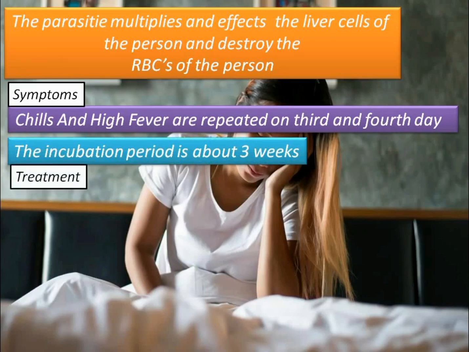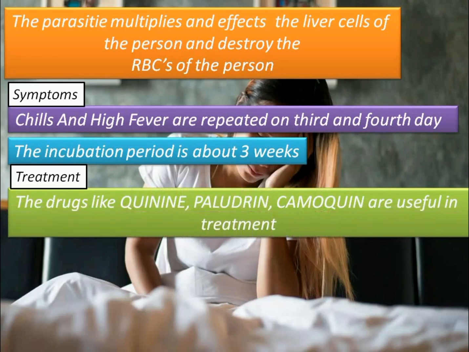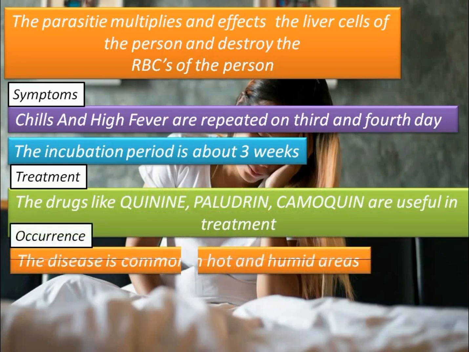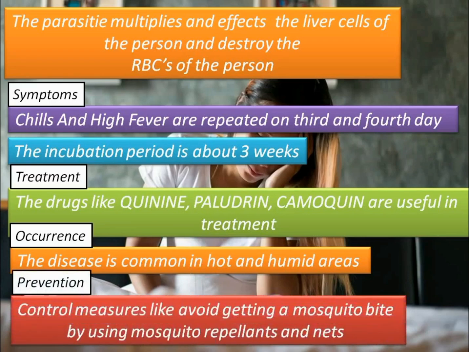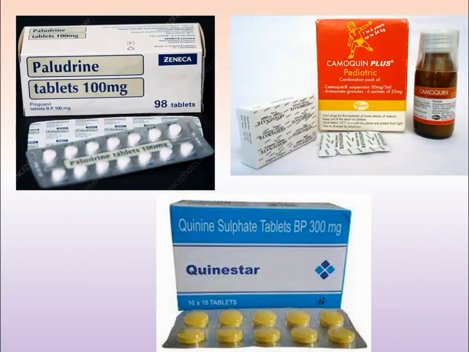Treatment. The drugs like quinine, polidrine, camoquine are useful in the treatment. So where does it occur? It occurs in the hot and humid areas like our equatorial region. Prevention. Control measures like avoiding getting a mosquito bite by using mosquito repellents and nets. So these are the drugs like polidrine, camoquine and quinine.